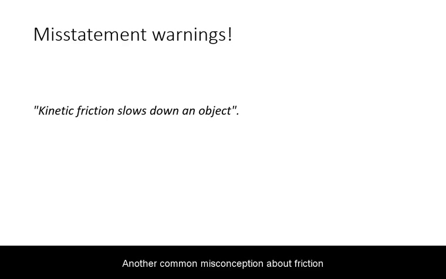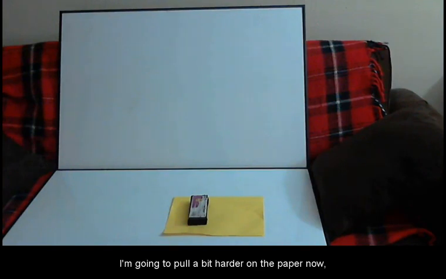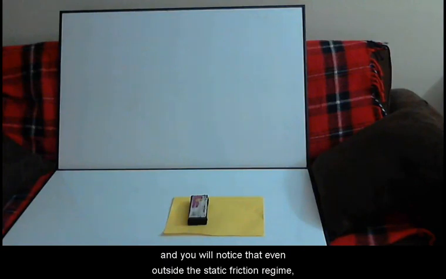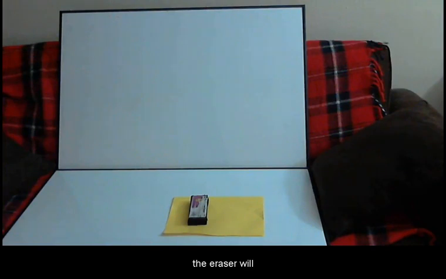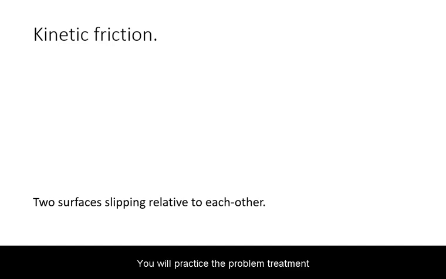Another common misconception about friction is that kinetic friction always slows things down. Once again, let's use the paper and the eraser to demonstrate a counterexample. I'm going to pull a bit harder on the paper now, and you will notice that even outside the static friction regime, the eraser will accelerate in the direction of the paper because of kinetic friction. You will practice the problem treatment of each of these using free body diagrams in another video.